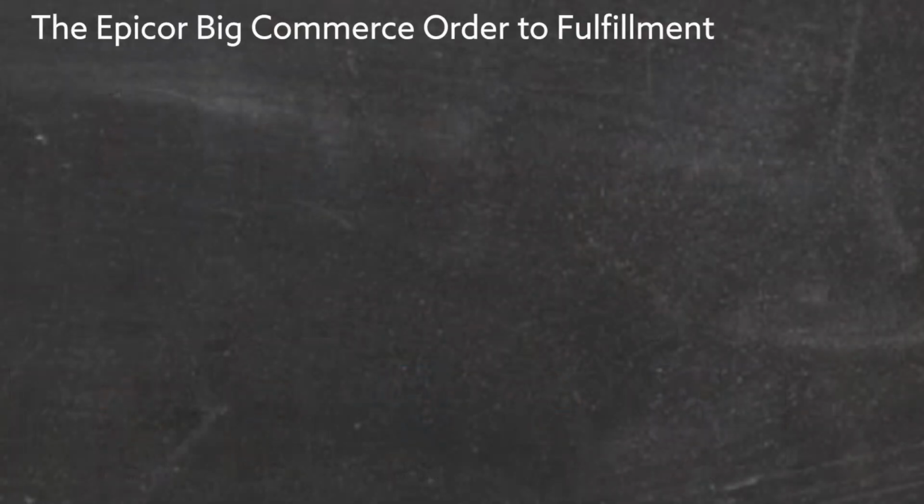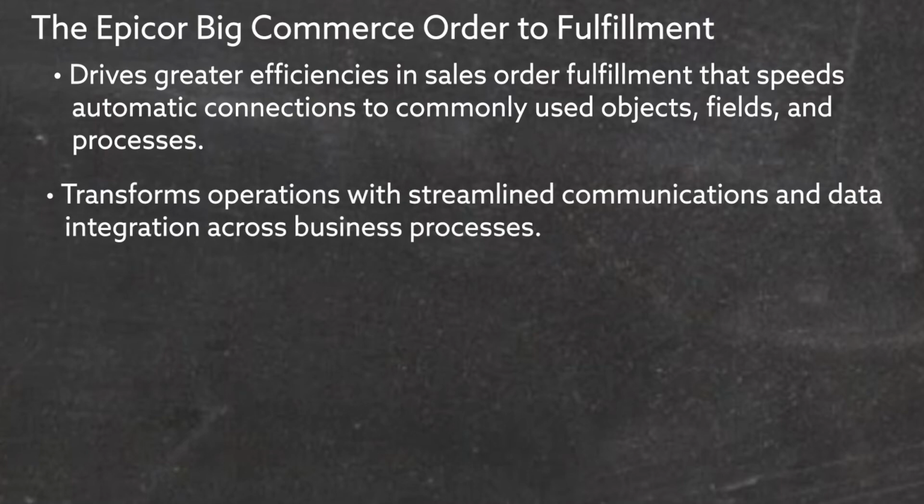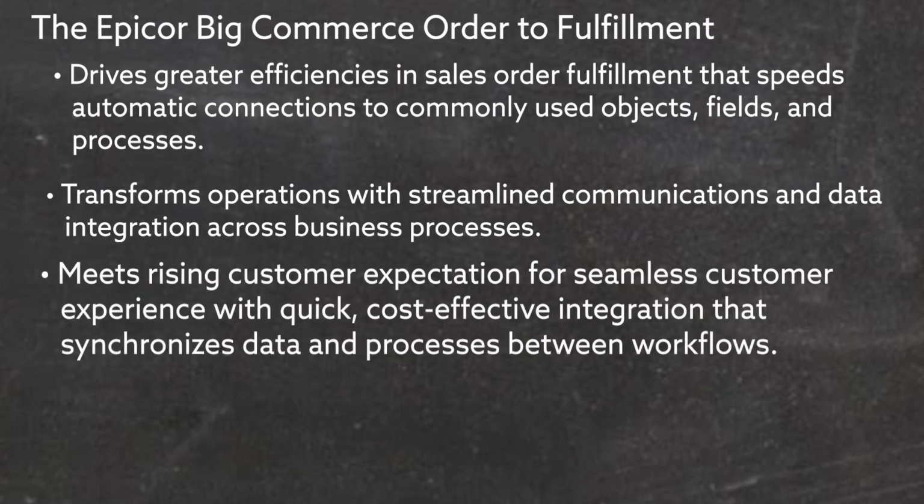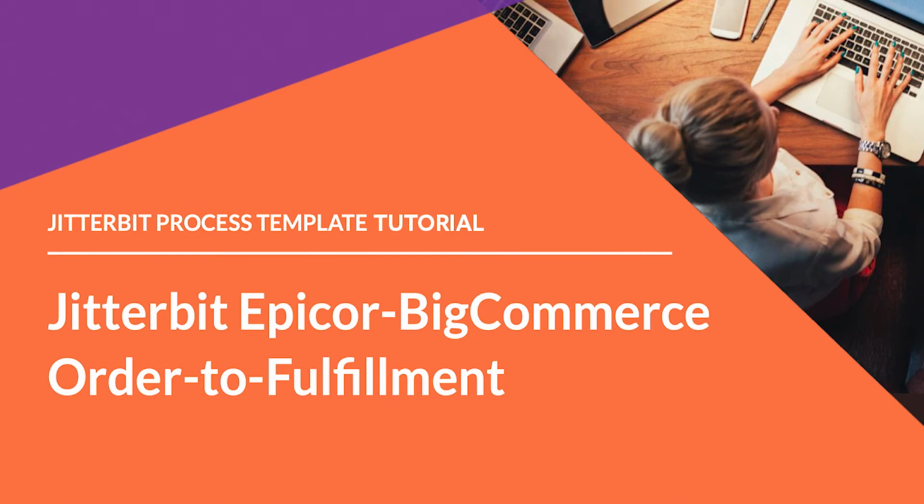The Epicor BigCommerce Order to Fulfillment process template drives greater efficiencies in sales order fulfillment that speeds automatic connections to commonly used objects, fields, and processes, transforms operations with streamlined communications and data integration across business processes, and meets rising customer expectation for seamless customer experience with quick, cost-effective integration that synchronizes data and processes between workflows. With all that out of the way, let's begin with installing the process template.